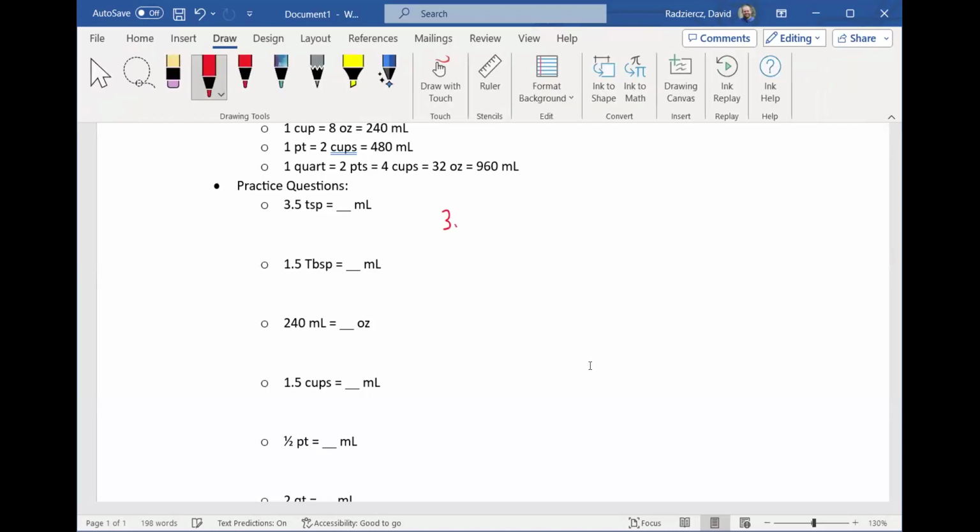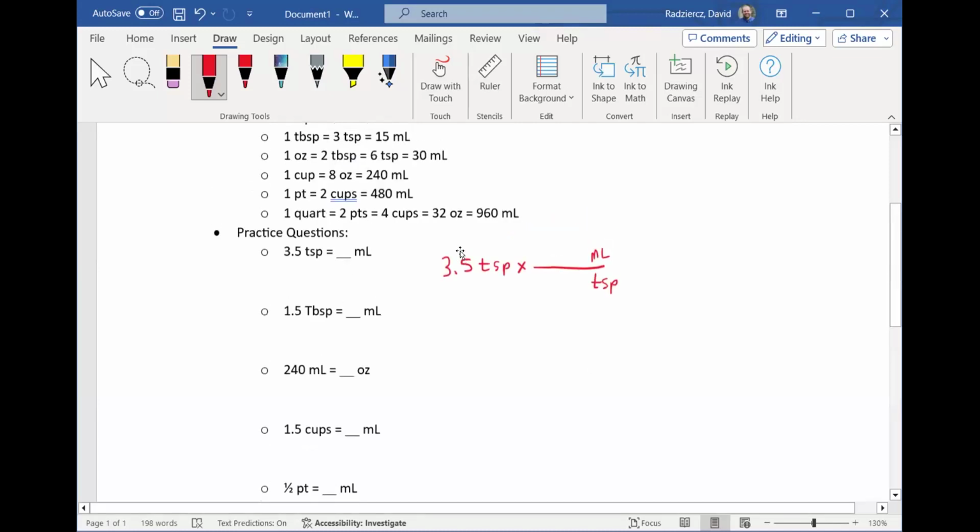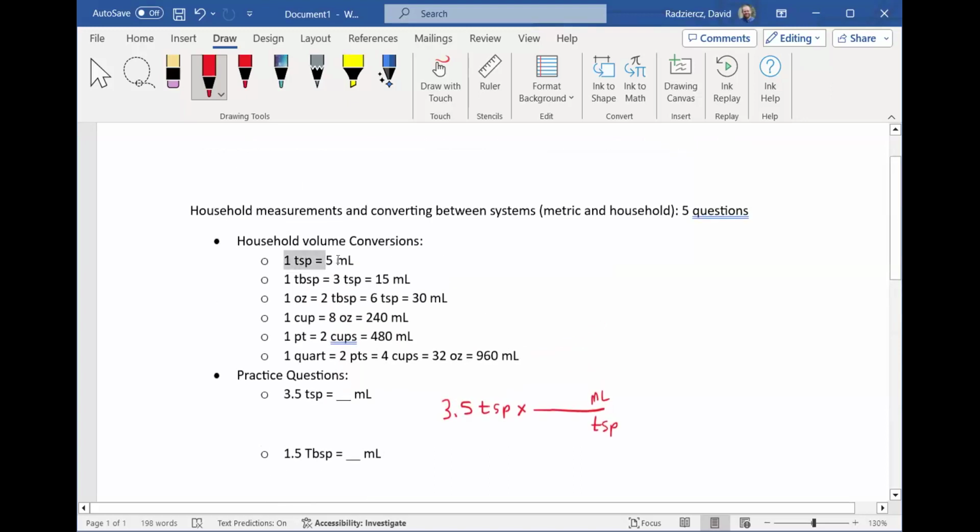I have 3.5 teaspoons, and I want to know if I can convert that to milliliters. So in order to convert that to milliliters, I need to know the conversion value between milliliters and teaspoons. Now, if there is no conversion value between two units, then obviously we can't answer the question, at least not directly. We might have to do some other converting. But the way this is written, and if you remember, I showed you up here, we do know that the conversion for teaspoons is 5 milliliters.